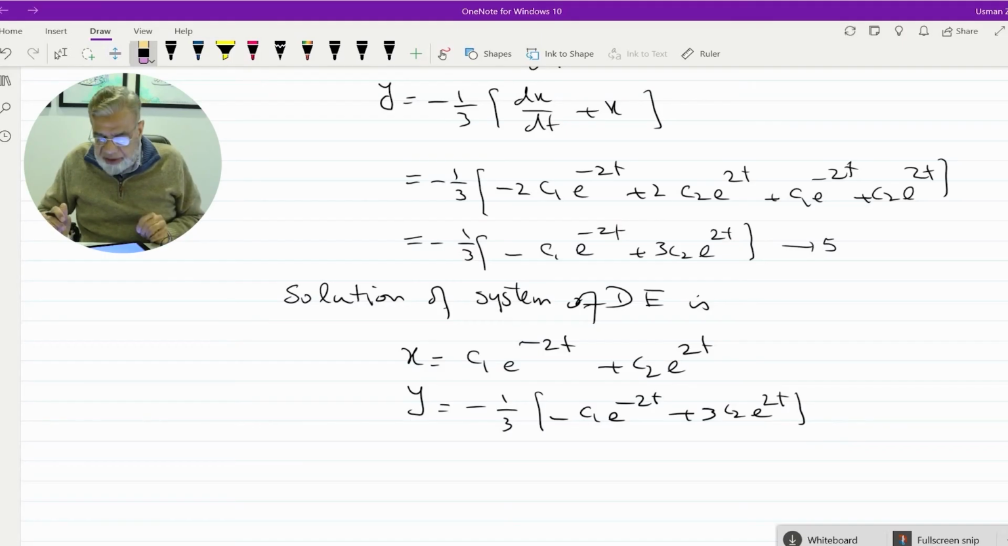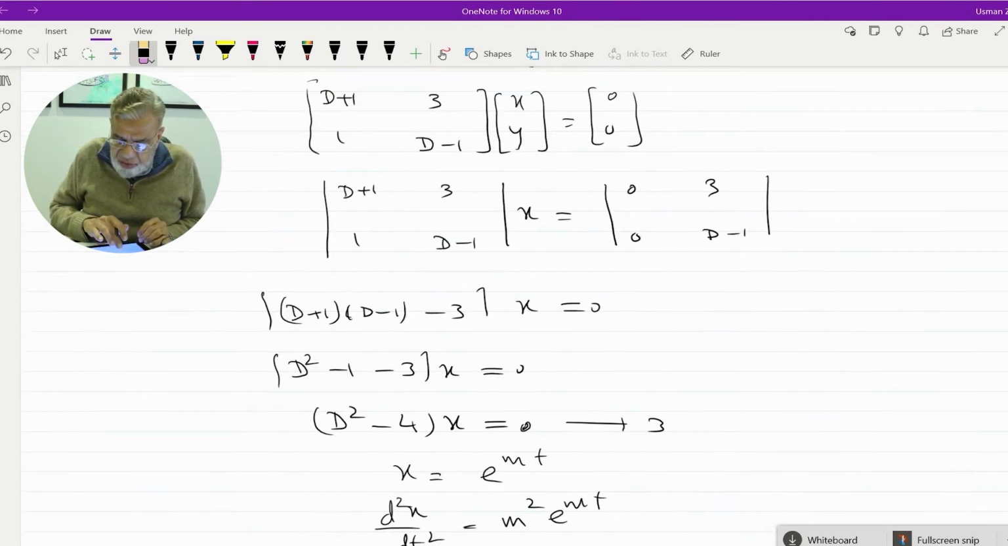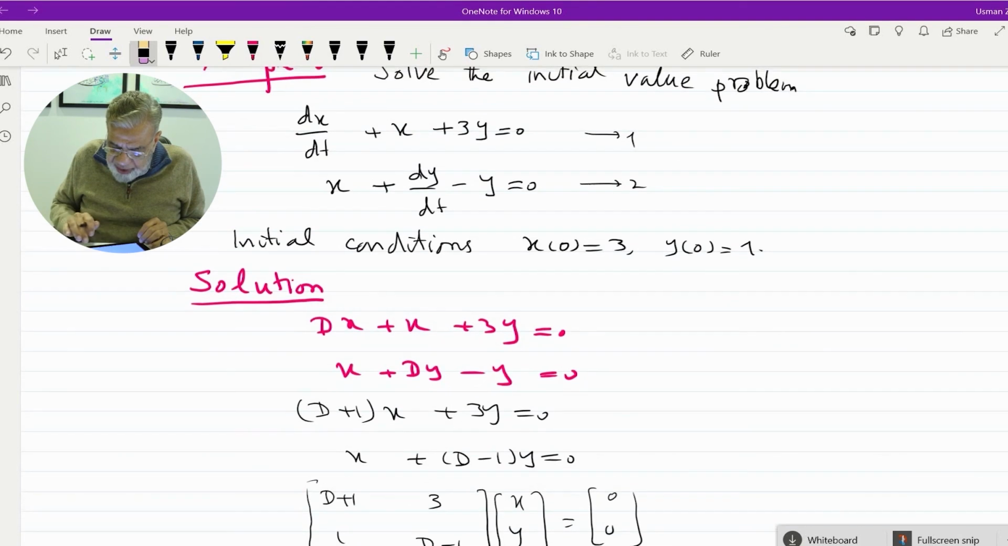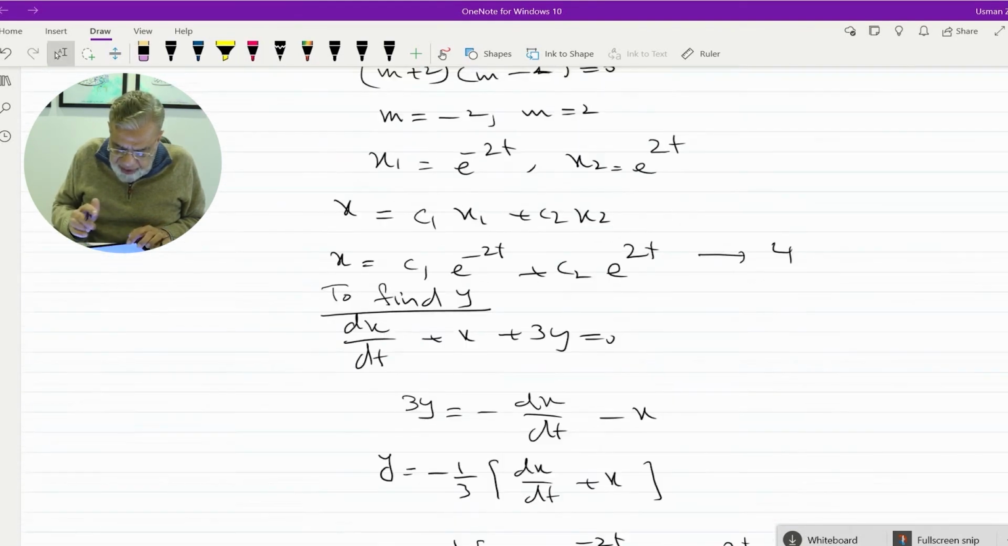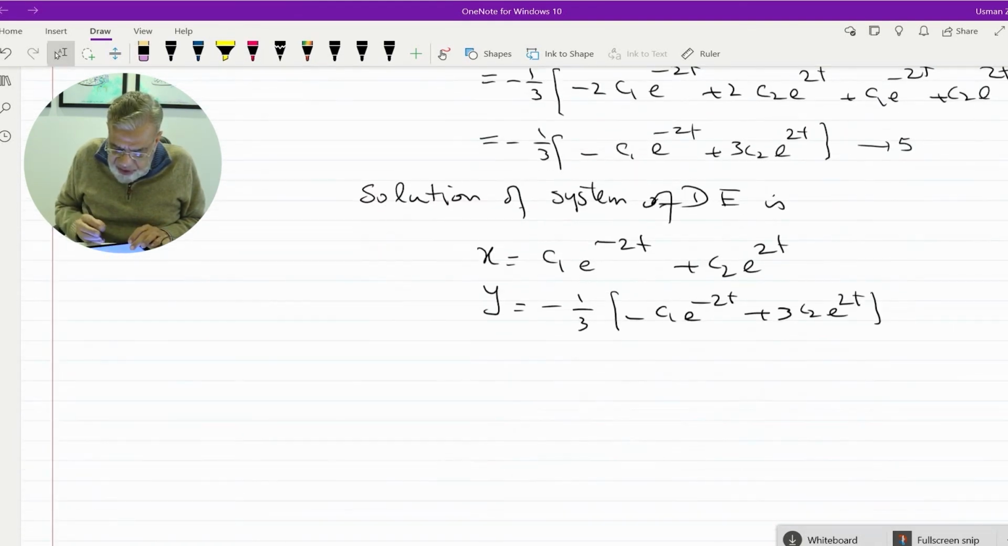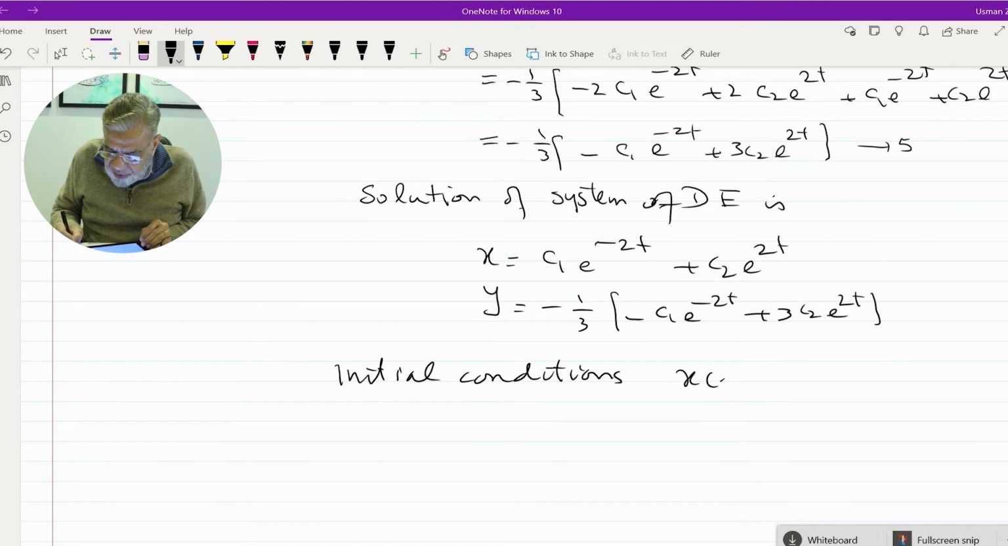So we want to find this c1 and c2 because we are given the conditions. We use this one, and we want to find the particular solution. This is our general solution. So, find the particular solution. Our two conditions are the initial conditions: x at 0 is equal to 3, and y at 0 is equal to 1.